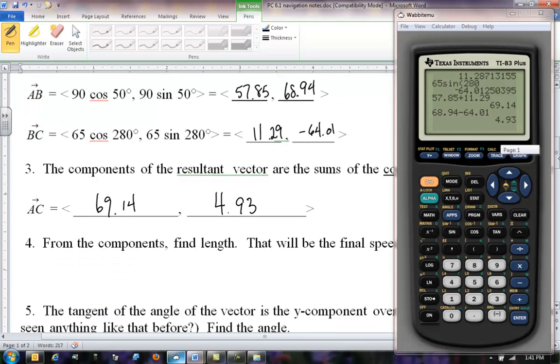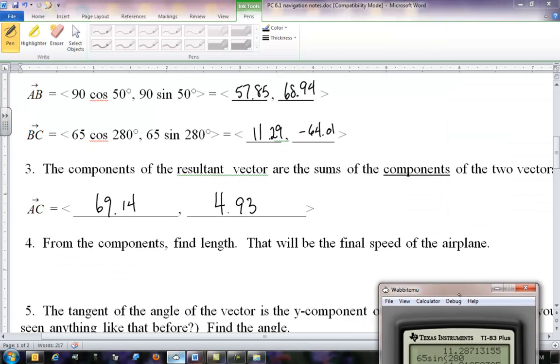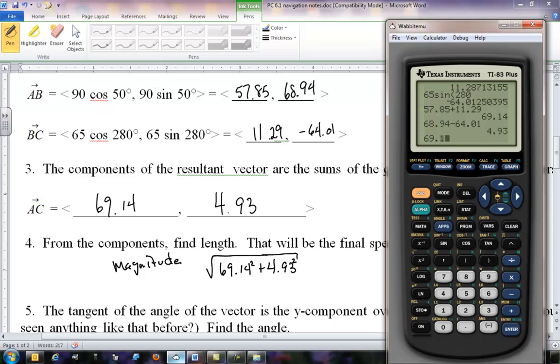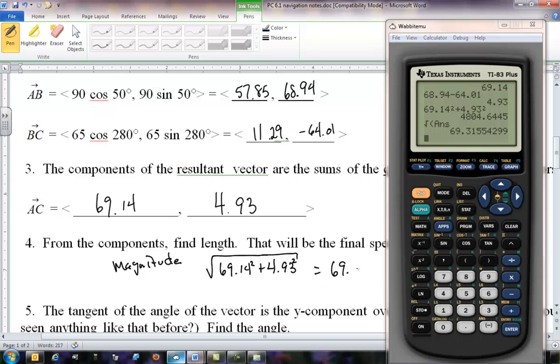From the components, find the length, that will be the final speed. So the length is going to be the magnitude. The magnitude of this, which is the square root of 69.14 squared plus 4.93 squared. It's the square root of that answer, 69.32.